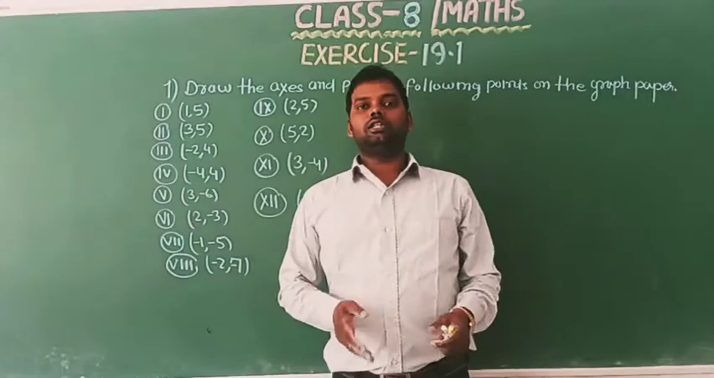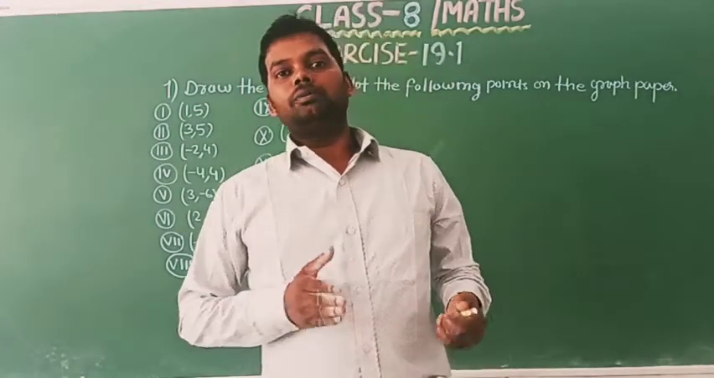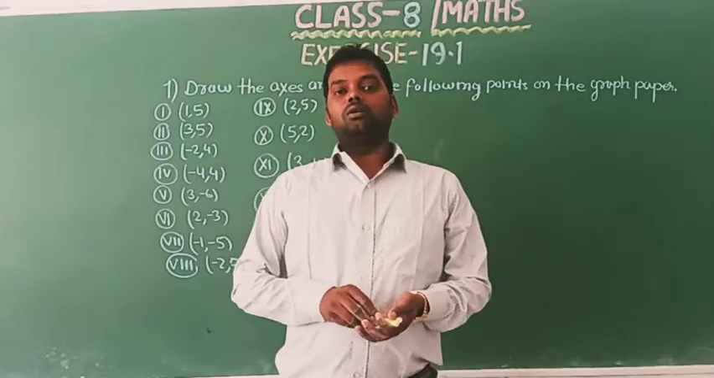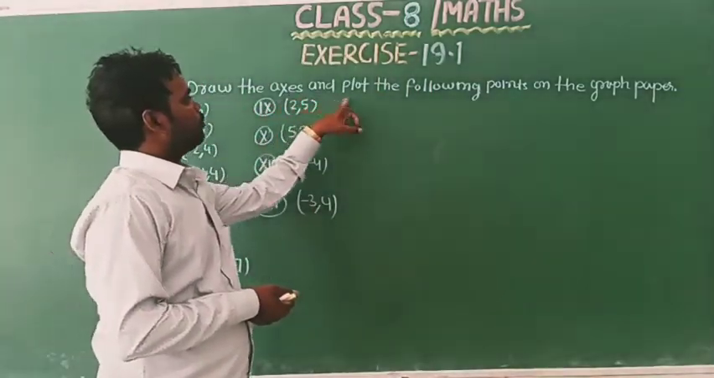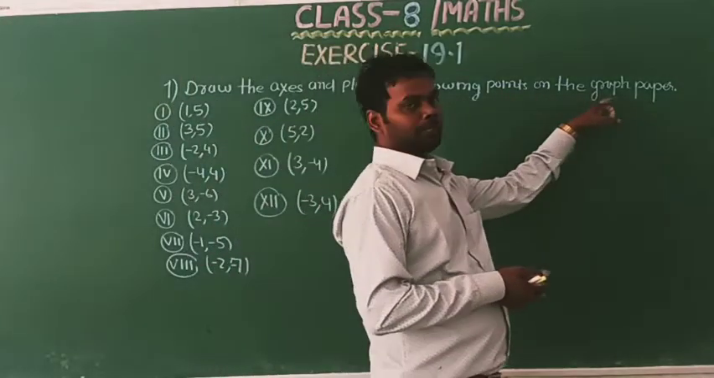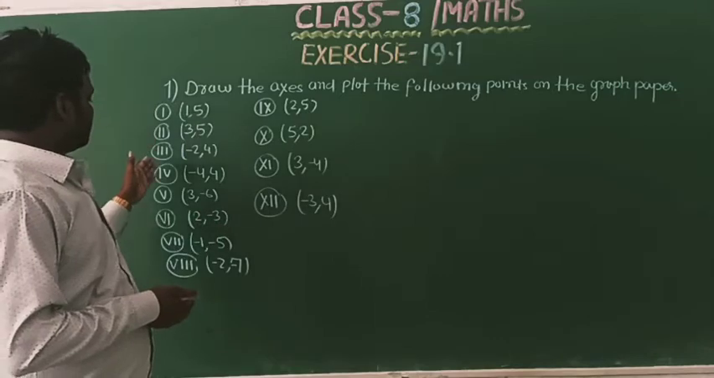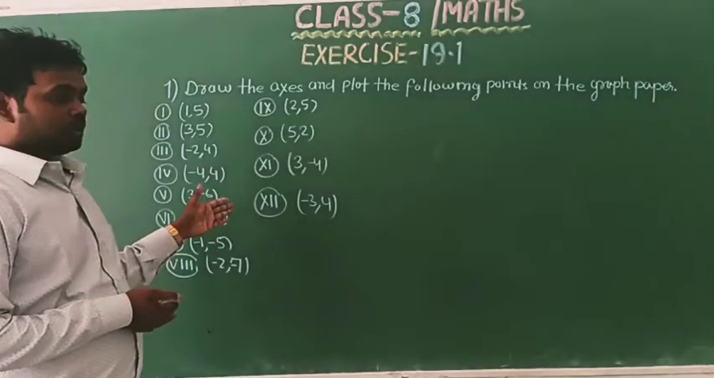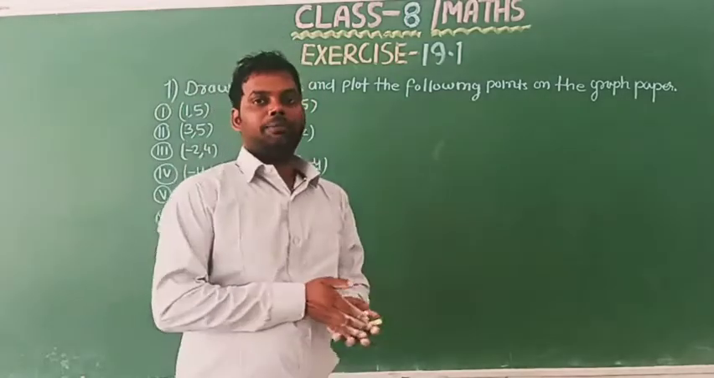Hello student, in this video I am going to solve exercise 19.1 beginning from question number 1. The question says to draw the axis and plot the following points on the graph paper. We have been given a total of 12 points. We have to plot these points on the graph paper.